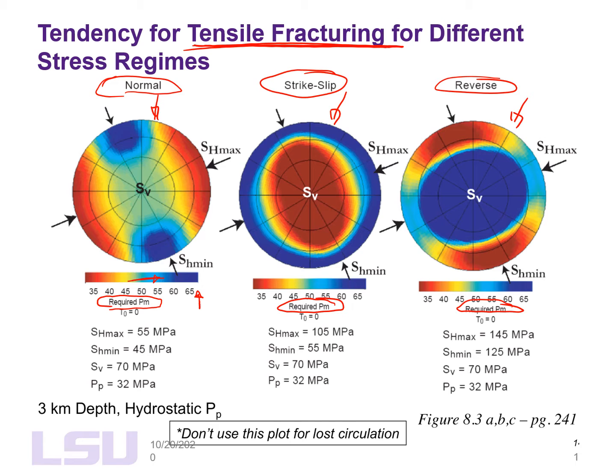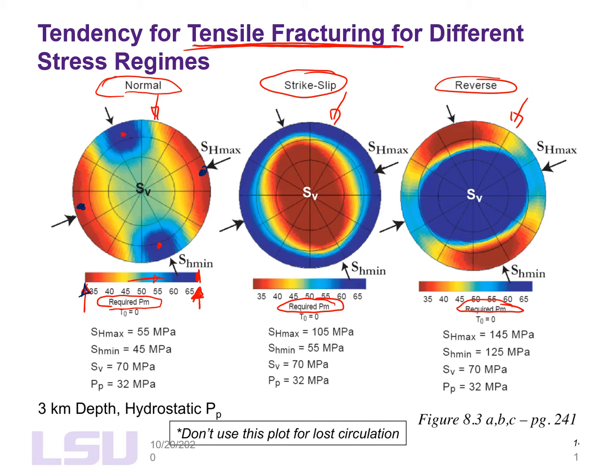So what this is telling you is that in order to avoid forming drilling-induced tensile fractures, you will need to drill with a mud pressure that's a little over 65 if you're going to be drilling in this direction. Whereas if you drill in this direction, I'm going to change the color here. If you drill in this direction, well, you only need about 35 megapascals of mud pressure to create drilling-induced tensile fractures.